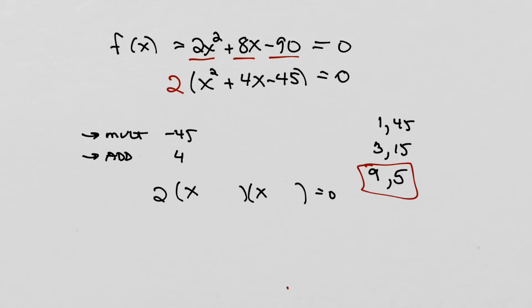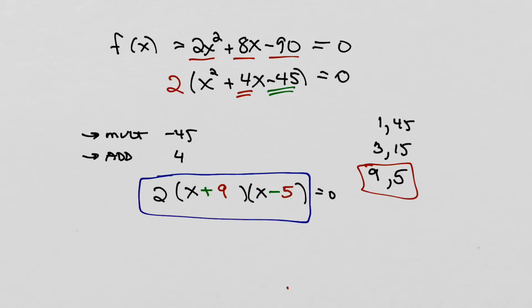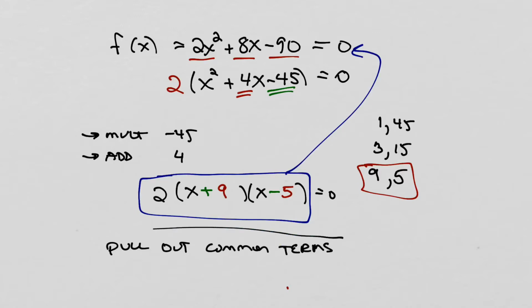see, I need an x and an x. I need, again, because this 45 is negative, I need one to be positive and one to be negative. And I need to have the bigger one be positive, since it's a positive 4x. So that can be a positive 9 and a negative 5. Right? And then this is my factorization for my original problem. So remember, first thing you should always do, pull out common terms. You don't have to do this, but trust me, it will make your life much easier.